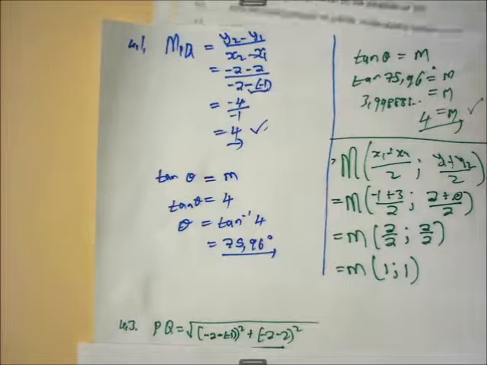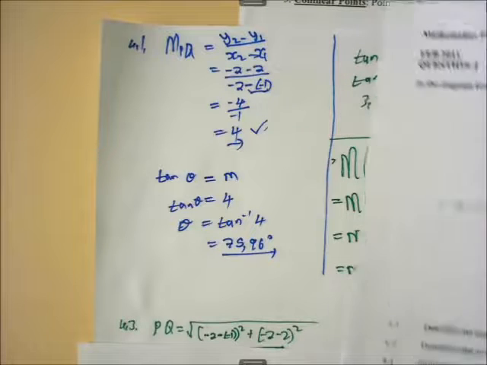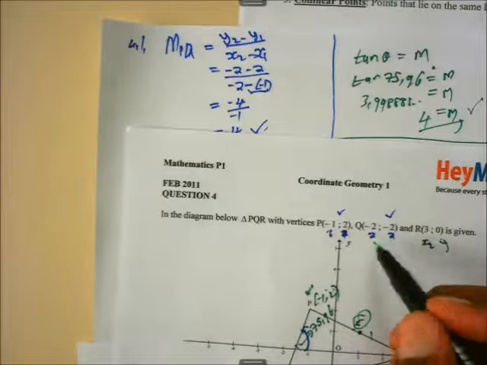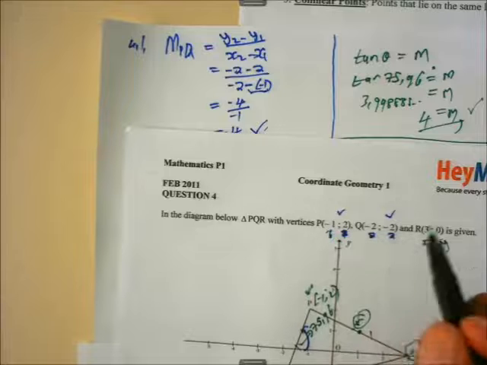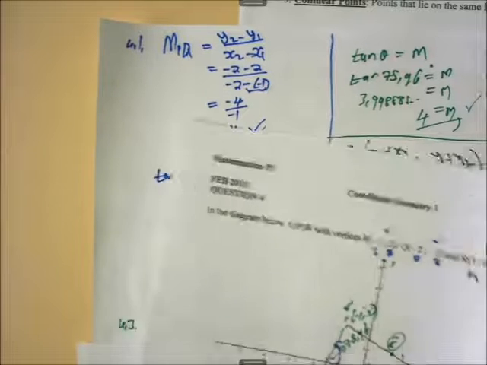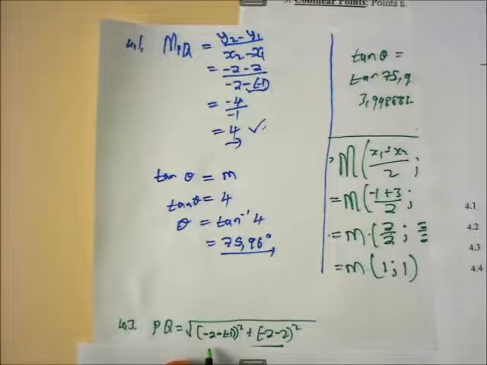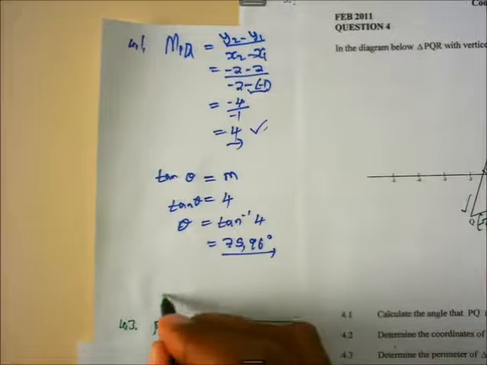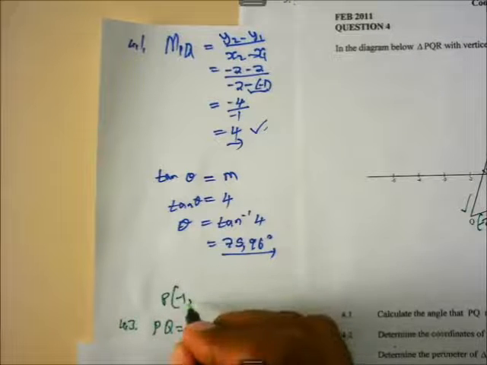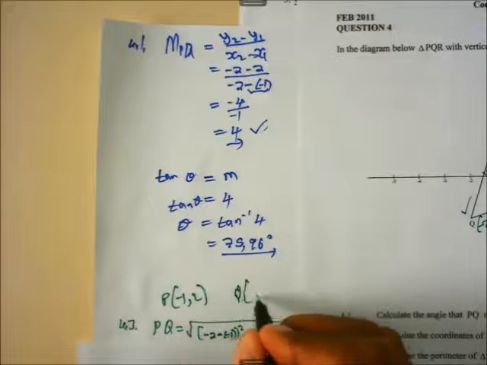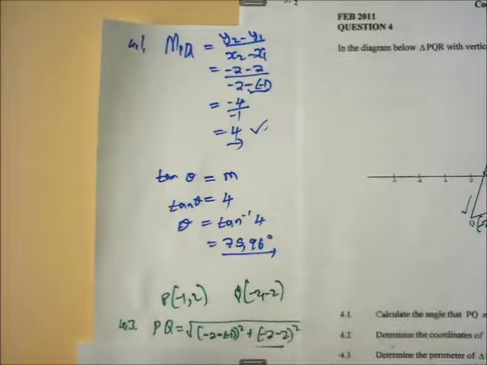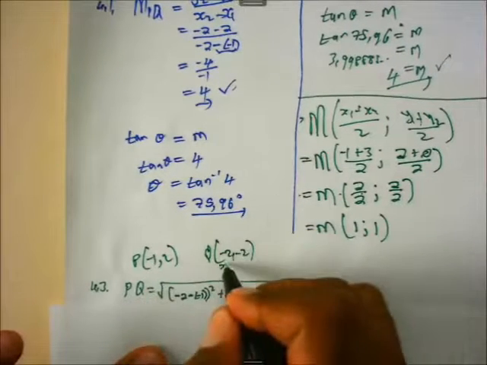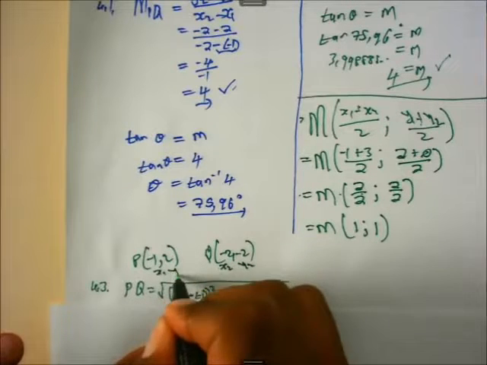Why minus 2? You will remember that for PQ, the formula is x2 minus x1 and y2 minus y1, right? Of course, now we are going to have minus 1 and 2 for P, and the coordinates of Q will be minus 2 as well as minus 2. If we say this one is x2 and y2, and this is x1 and y1, right?